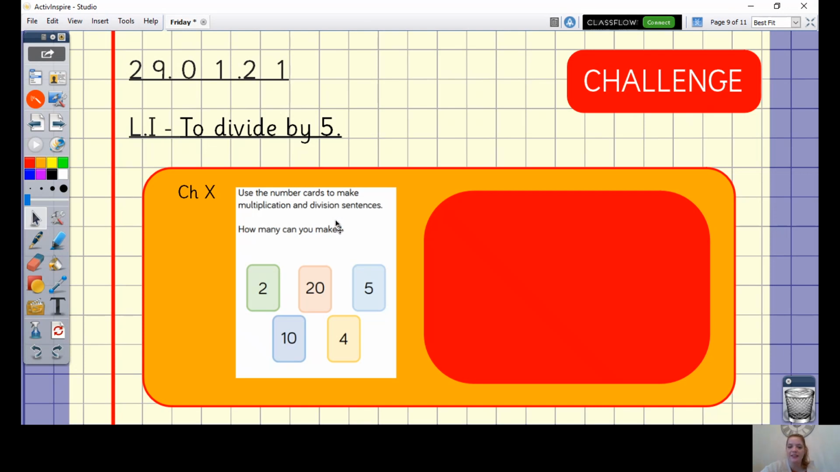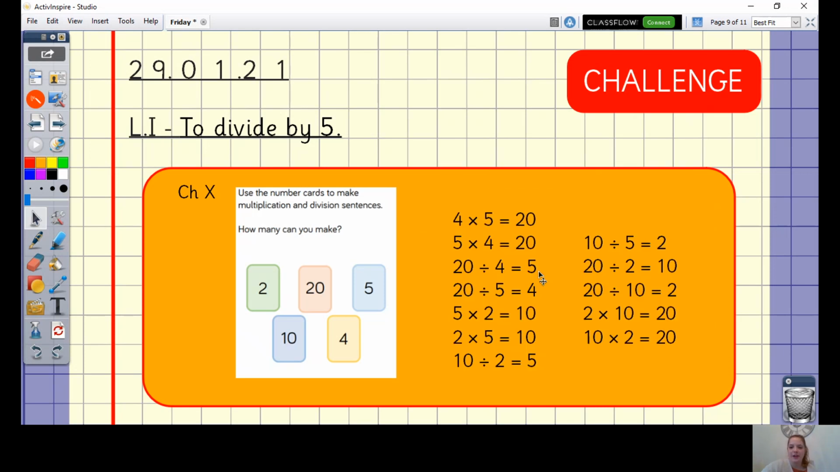Have a little go at completing those number sentences, and then we will have a look at some possible answers in a moment. Okay, so let's look at the answers together then. So we have 4 multiplied by 5 equals 20. 5 multiplied by 4 equals 20. 20 divided by 4 equals 5. 20 divided by 5 equals 4.